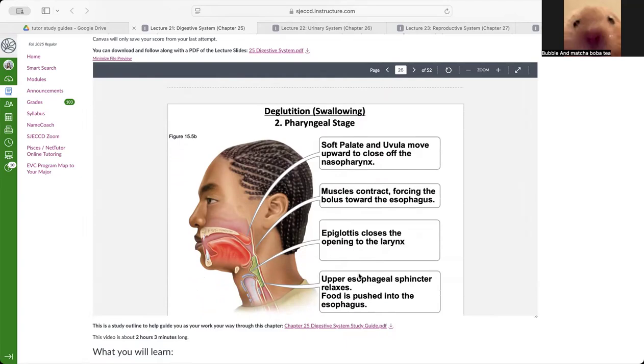This is where the pharynx is going to do all the work. The uvula is going to move upwards to close off the nasopharynx, and this prevents food or liquid from going up into the nasal cavity. We have skeletal muscles in the pharynx, and they're going to contract to push the bolus down the esophagus. The epiglottis is folded over and closing over the glottis to the larynx, so food doesn't go to the trachea. The upper esophageal sphincter is going to relax, opening.